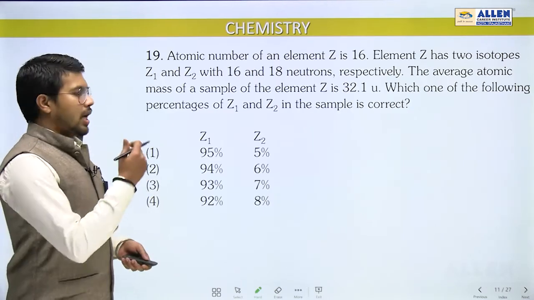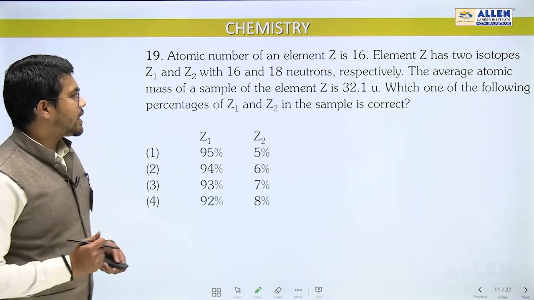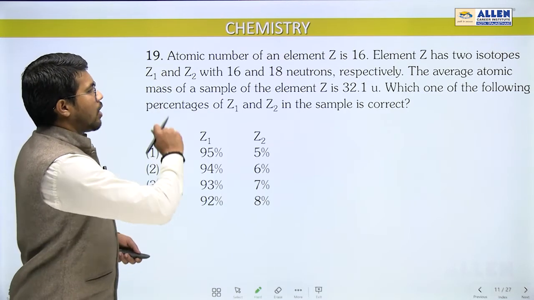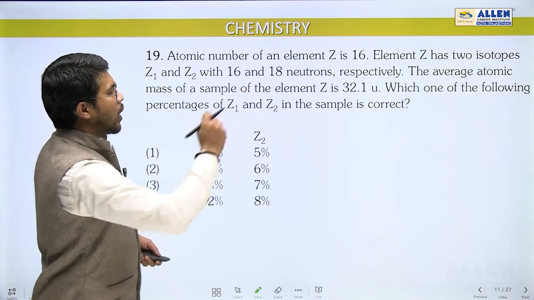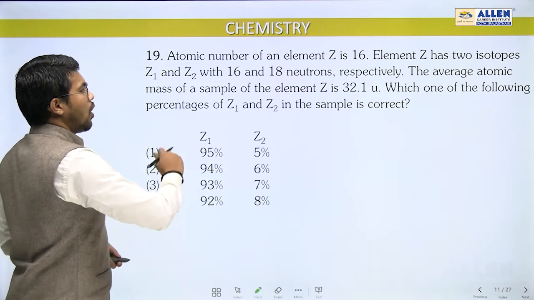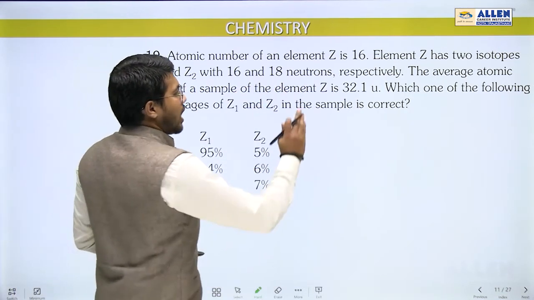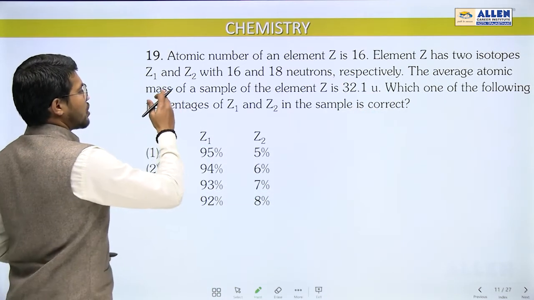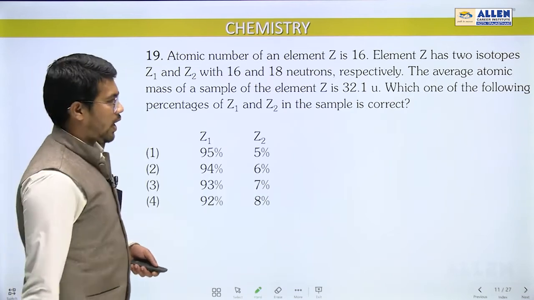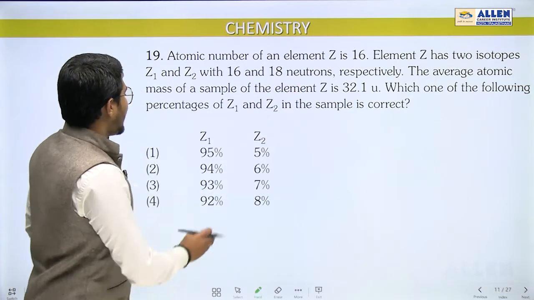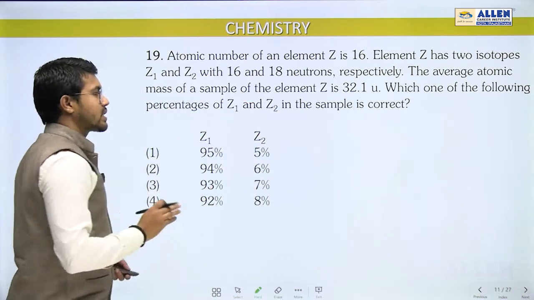Students, the next question in front of us is the 19th one. It says the atomic number of an element Z is 16. Element Z has 2 isotopes, Z1 and Z2, with 16 and 18 neutrons respectively. The average atomic mass of a sample of the element Z is 32.1 U. Which one of the following percentages of Z1 and Z2 in this sample is correct?